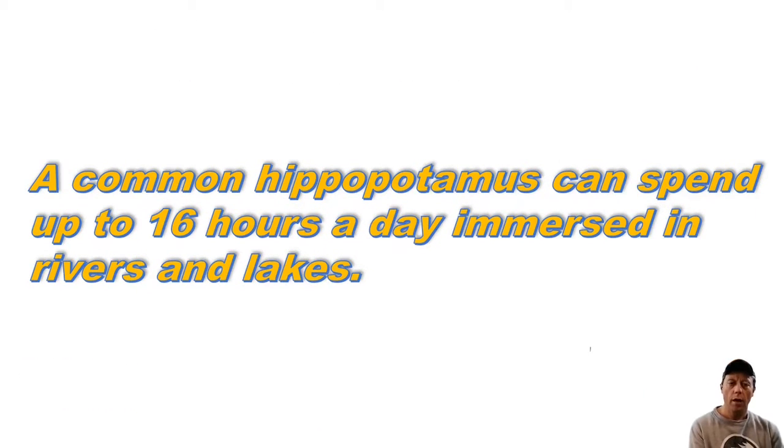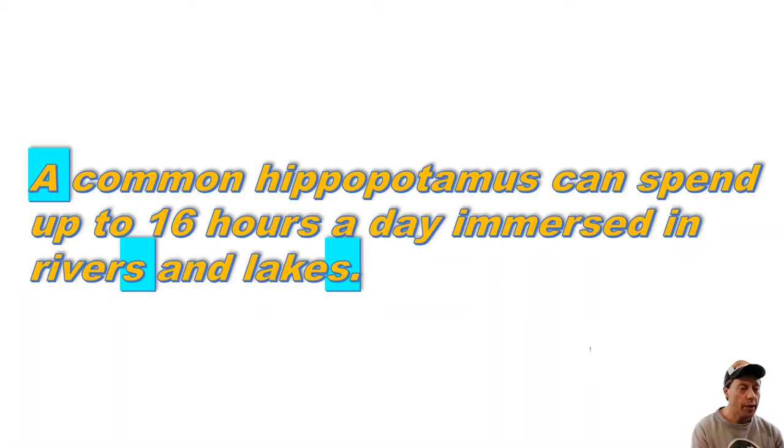Okay, so a common hippopotamus can spend up to 16 hours a day immersed in rivers and lakes. This sentence can stand alone, it's a generalization, and it's perfectly intelligible without any reference to any other sentence. And notice the indefinite article in the beginning and the plural general nouns as objects in the complement phrase in rivers and lakes, which is an adverb phrase. So if you notice, one of the sentences uses indefinite articles and general plural nouns. That's a clue. It could be the first sentence. It's another way to look at it.